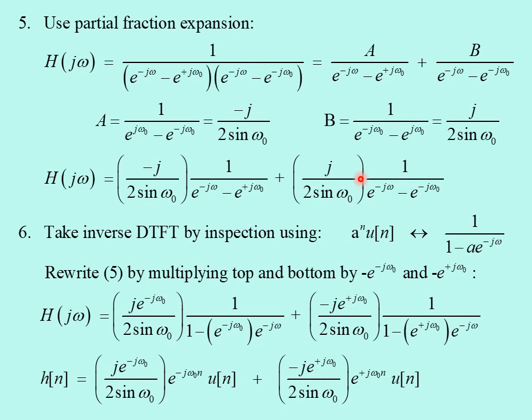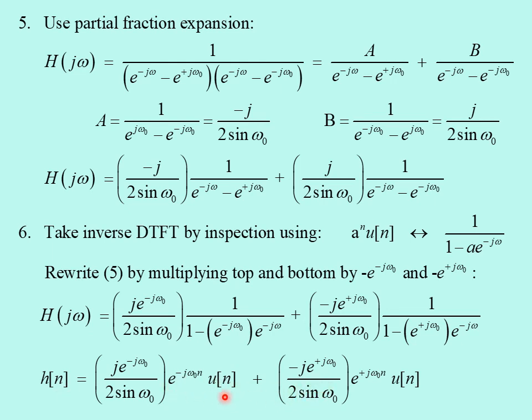The next thing we can do though is take the inverse discrete-time Fourier transform by using this same old Fourier transform pair that we've been using over and over again. And so after doing that and doing a little bit of rewriting by multiplying the top and the bottom by some terms here, we can put the frequency response in this form, which then means the impulse response, h of n, ends up looking like this form down here.